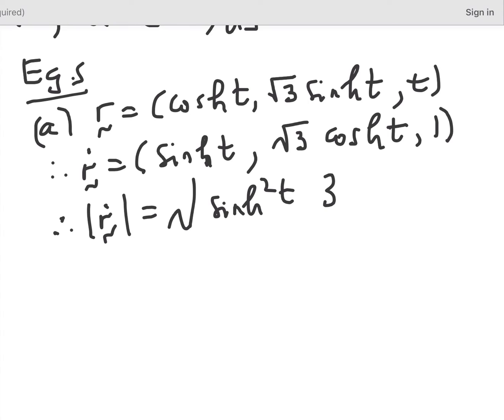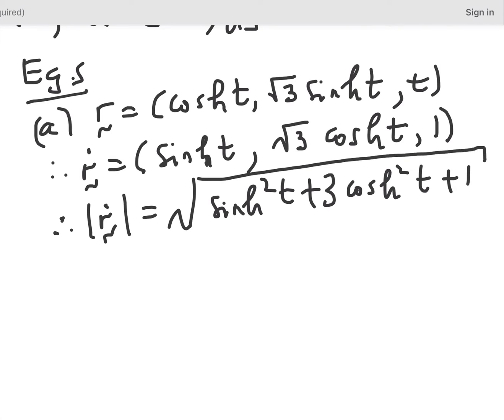So that should in fact be plus. This is cosh squared t plus 1 being 1 squared. In the hyperbolic functions, 1 plus sinh squared is cosh squared, so this is slightly different from trigonometry. So 1 plus sinh squared, we're going to replace by a cosh squared. So this is cosh squared t plus 3 times cosh squared t.